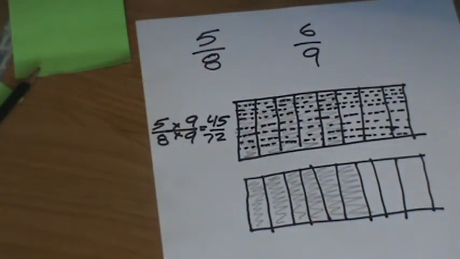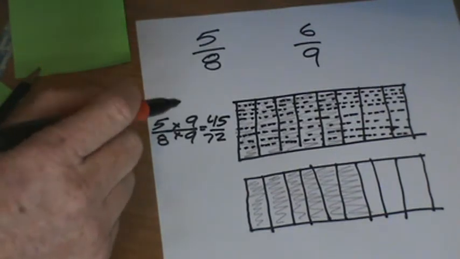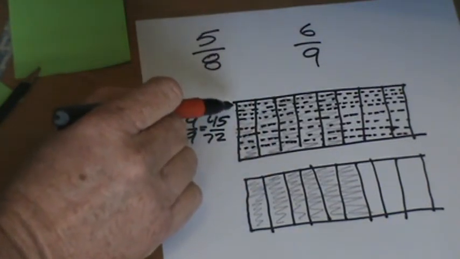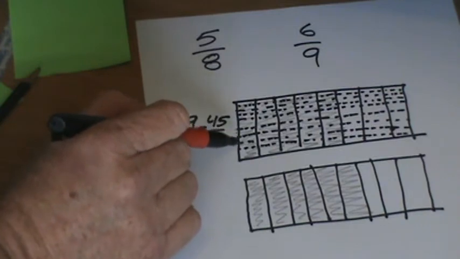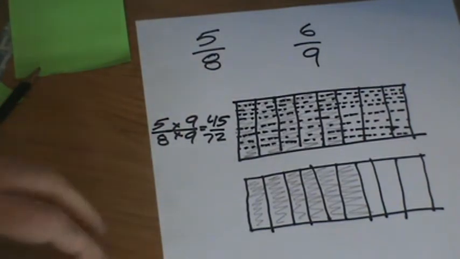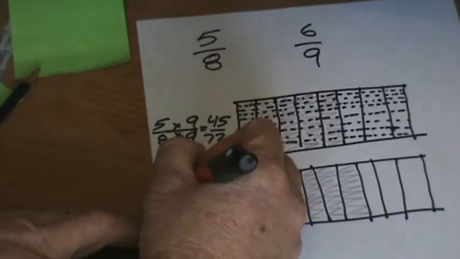So we made it 72 pieces. We took the 8 and we made them 72 pieces. How many are shaded in now? Well, we can count 5, 10, 15, 20, 25, 30, 35, 40, 45. So 45 72nds. Now 6 ninths. Let's see what happens.